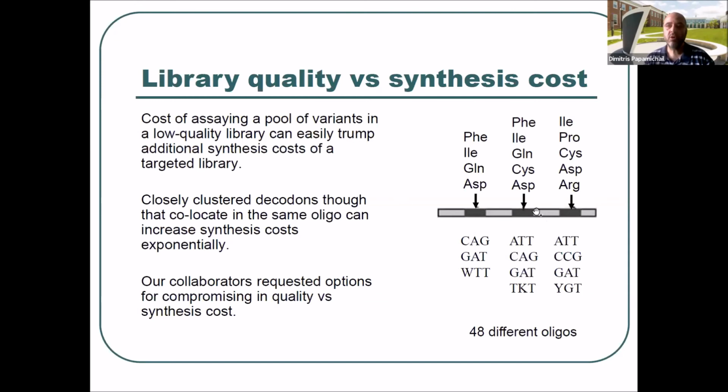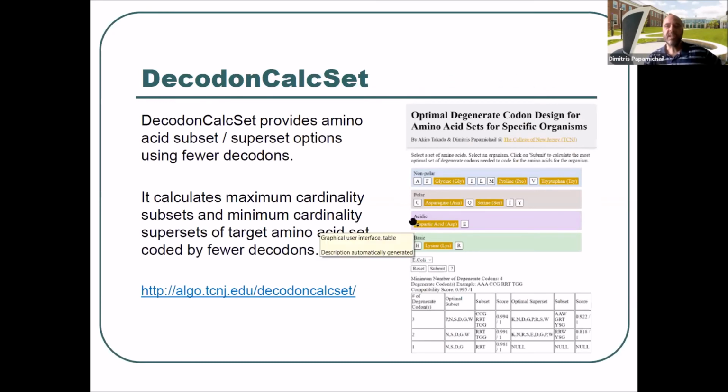So the group asked us to try to compromise between library quality and the cost to synthesize, to order these oligos and put them together. So what we did is we added an option to our tool. When you select some number of amino acids and some organism in here and you click submit, you will get, let's say in this case, the 4 degenerate codons that are the minimum number in order to code for these amino acids without coding for anything else. But also you will get some optimal subsets and supersets.